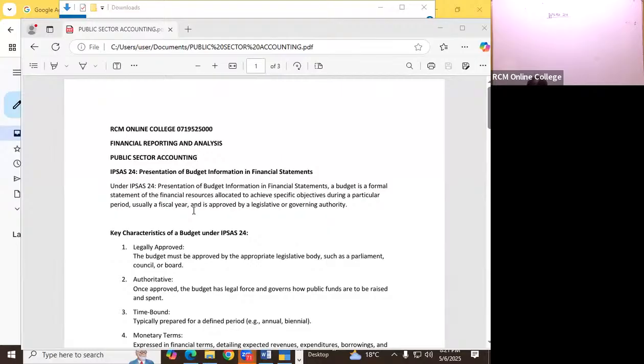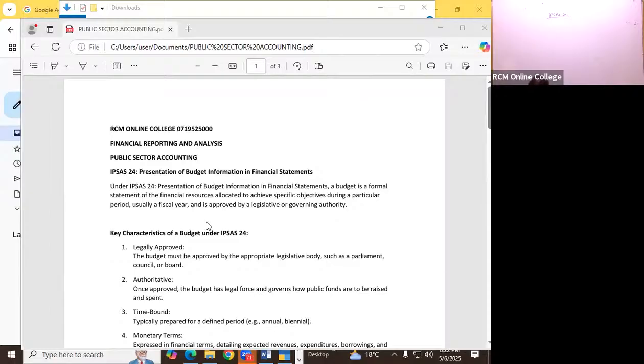So basically, a budget is a financial plan where we portray our incomes and our expenditures within a period, within what they are calling a fiscal year, and this budget must be approved. So under IPSAS, approval of budget is done by Parliament. In the private sector, budgets are normally approved by the Board of Directors.